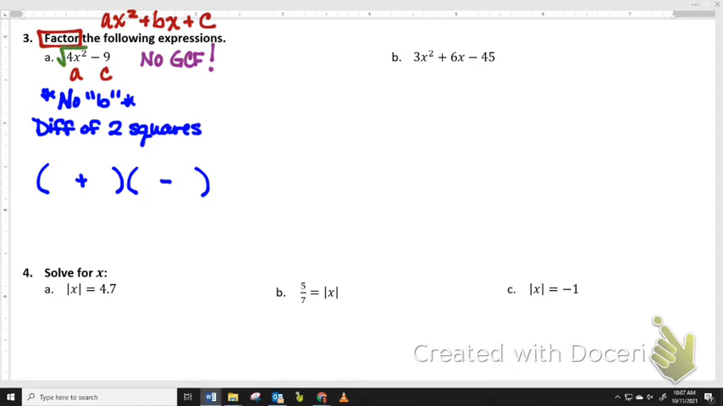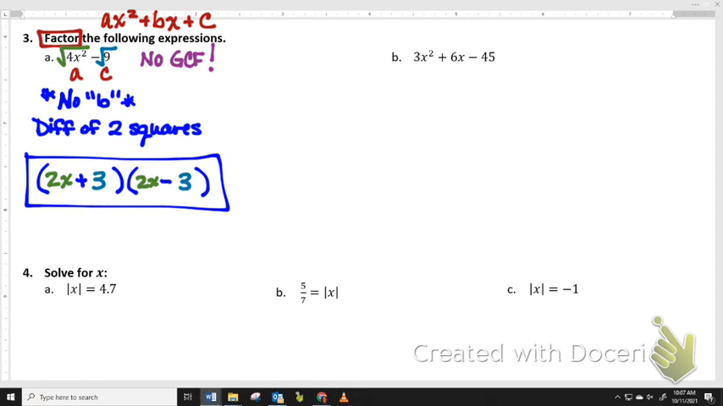Yes, square root of both pieces. What's the square root of 4x squared? 2x. That's going to go at the beginning of each factor. And then I'm going to do the square root of the c term. What's the square root of 9? 3. That's going to go at the back of each factor. If it's a difference of 2 perfect squares, you're done there.